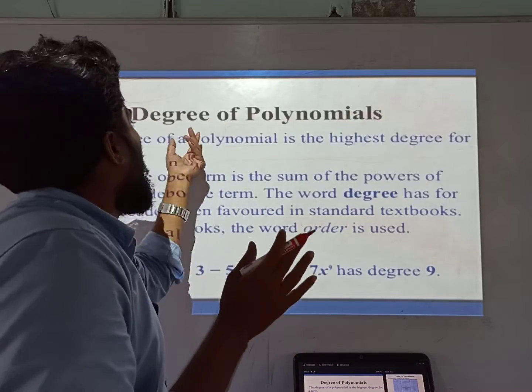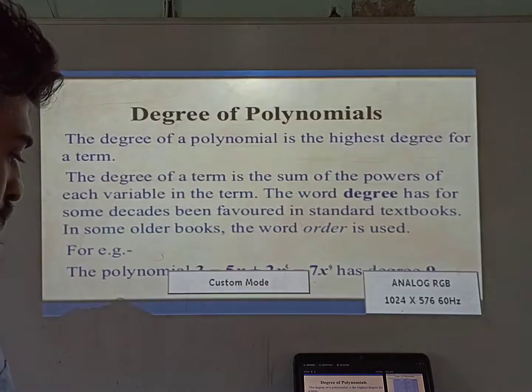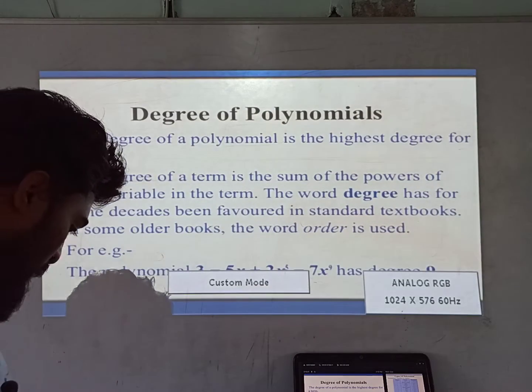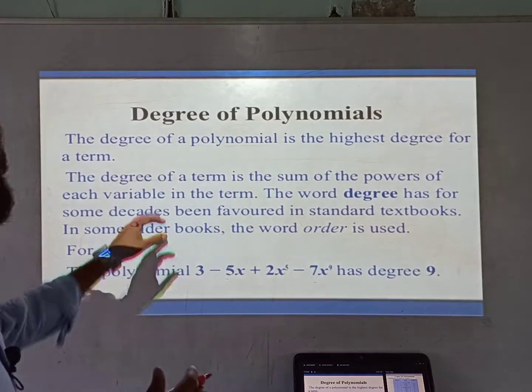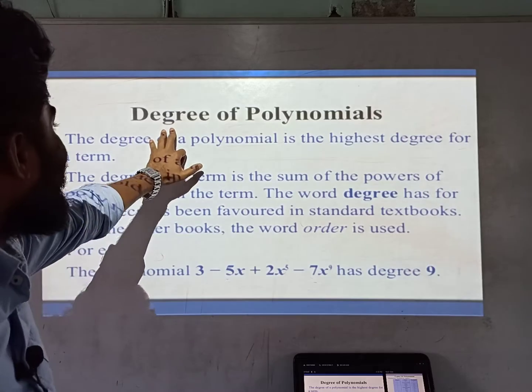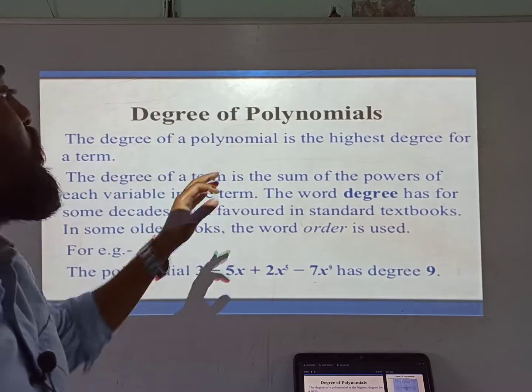Okay. What do you mean? What happened? चला क्यों गया था अचानक से? अच्छा नहीं. So degree of polynomial. So what is degree of polynomial?